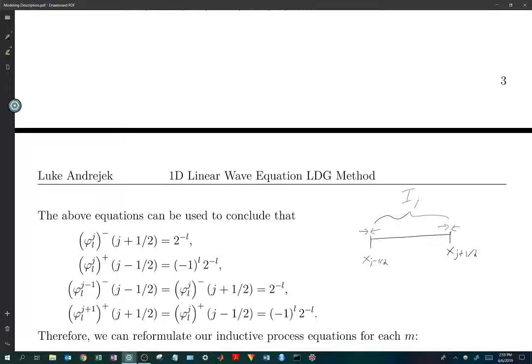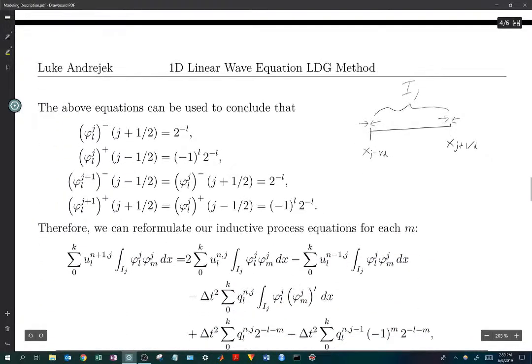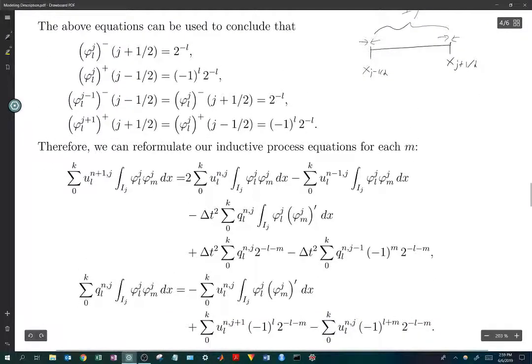Okay, and so now using all of this information, we can rewrite that system of equations that we had from before. I've gone ahead and pulled the sum of the U L M plus 1 j's out so that you have this integral here as a coefficient. And then here I've gone through and replaced a lot of those.